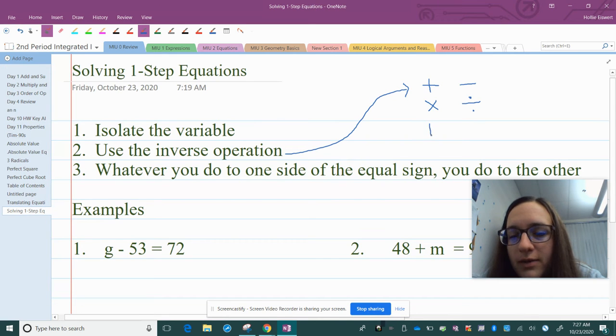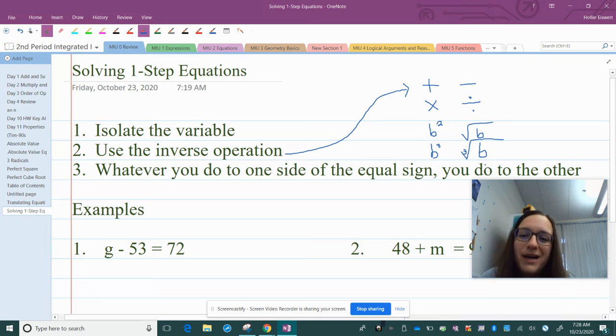And if we have, let's go with b squared, if we have an exponent, our inverse operation is a square root. And if we're feeling crazy, if we have a cube, our inverse operation is a cube root. So those are inverse operations. I'm not going to lie, we're going to focus up here on the top 4, the ones we're used to. I'll show you one of these, but we've kind of been looking at those.